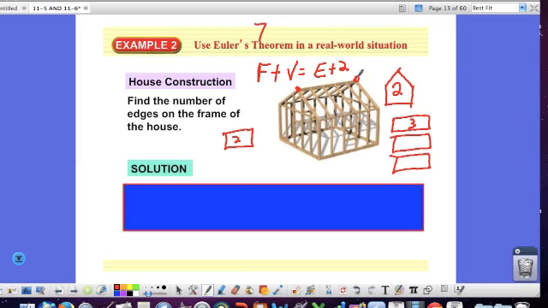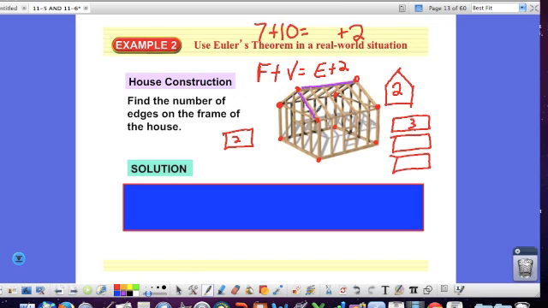Vertices: 1, 2, there'd be 1 back there, 3, 4, 5, 6, 7, 8, 9, 10. That should mean that this is 7 plus 10 is 17, excuse me. So there should be 15 edges.